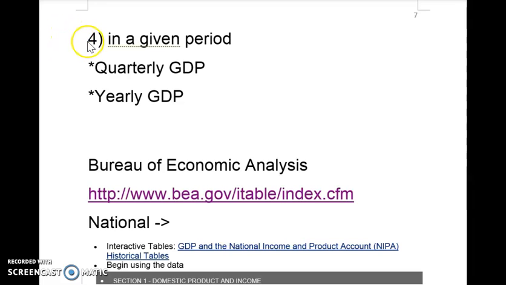As for the given period, the Bureau of Economic Analysis is the place that calculates GDP. They publish quarterly GDP and yearly GDP. So those are the given periods.